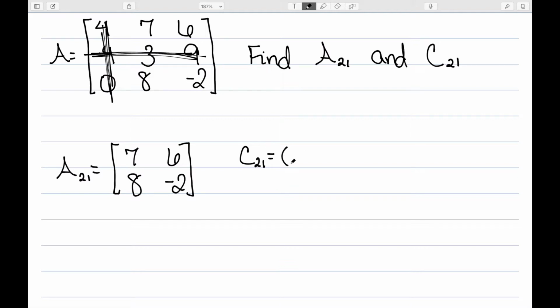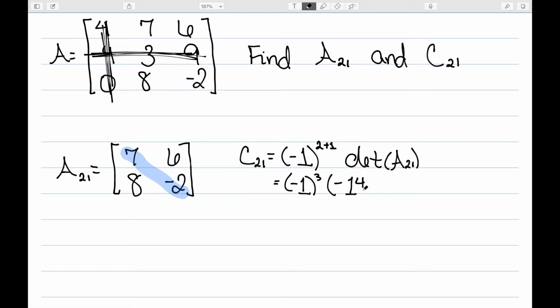The cofactor is going to be negative 1 to the 2 plus 1 times the determinant of this submatrix that we just found. So this is negative 1 to the 3 times, multiplying this way gives me minus 14, minus multiplying this way gives me 48. Negative 1 to the 3 is negative. Negative 14 minus 48 is minus 62, so our solution here would be 62.